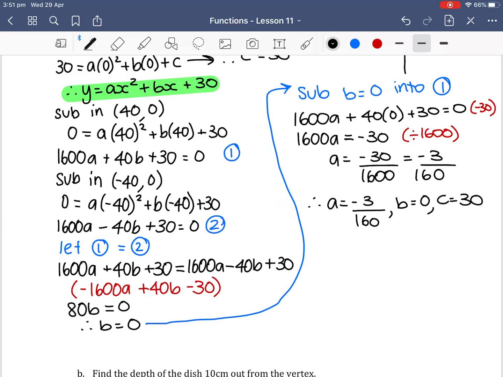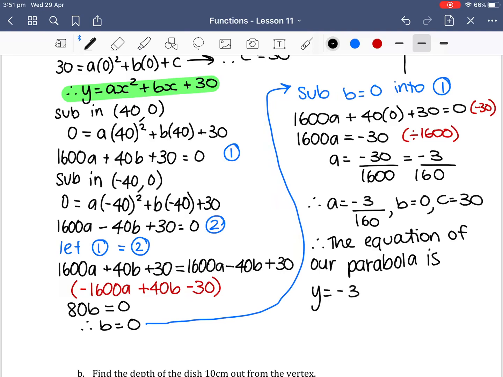And we're going to sub them into our equation. And so, therefore, the equation of our parabola is y equals our a value, so minus 3 over 160 x squared, plus bx, so plus 0x, so that just cancels out to be 0, plus our 30, and that is our answer.